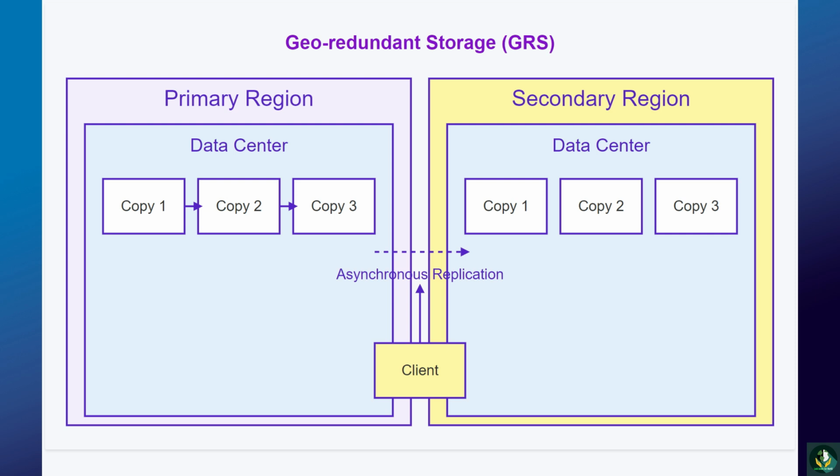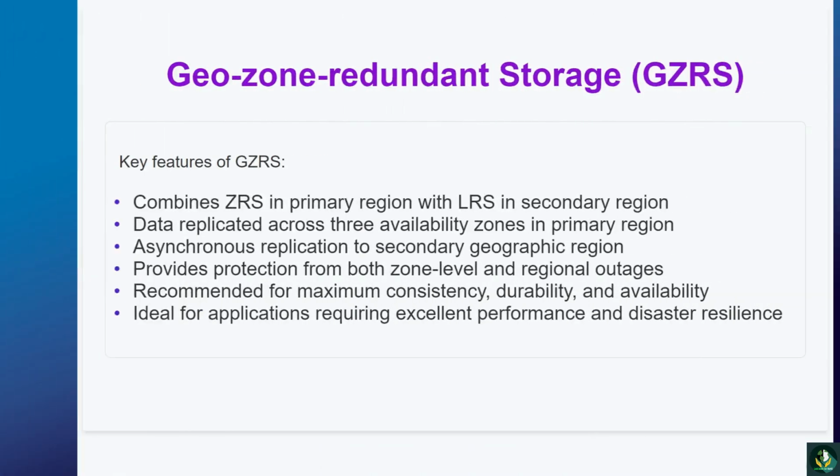This GRS configuration provides a robust solution for applications that require both high availability within a region and protection against large-scale geographic disasters. It's particularly suitable for critical business applications, where data loss or extended downtime could have severe consequences.